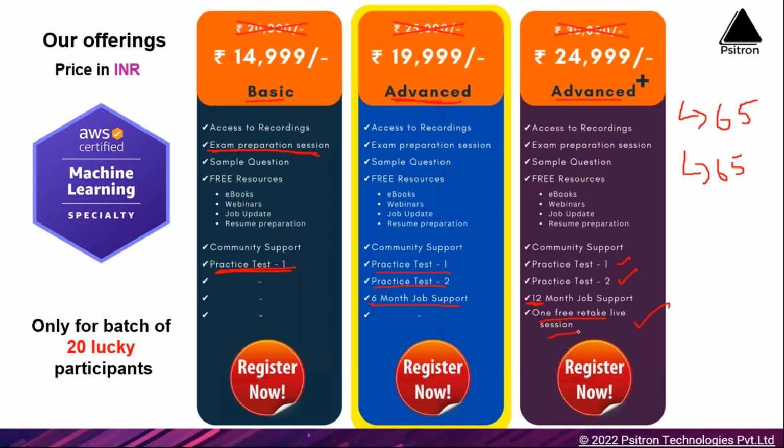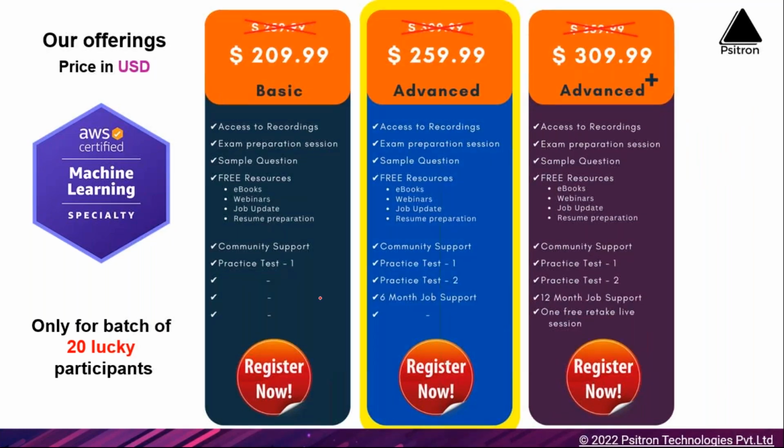Let's say you're taking a batch, and you complete this batch in November. For the next batch that we conduct, you can take the same course completely for free. That's how things work, and this is the pricing structure, with prices in USD.